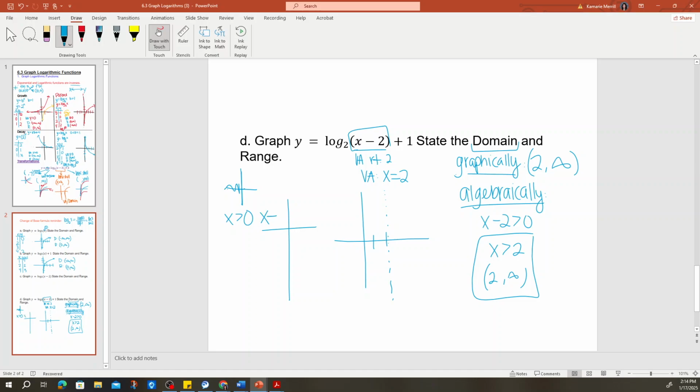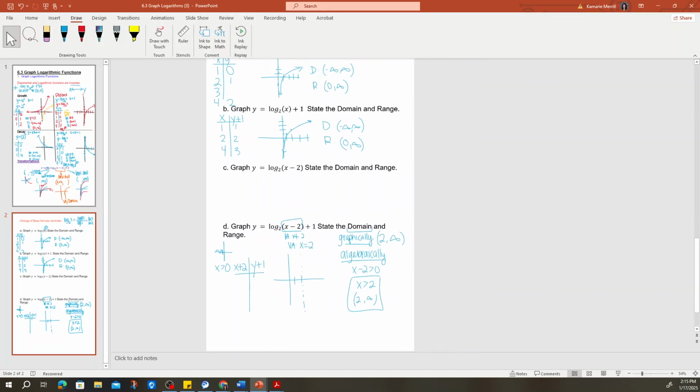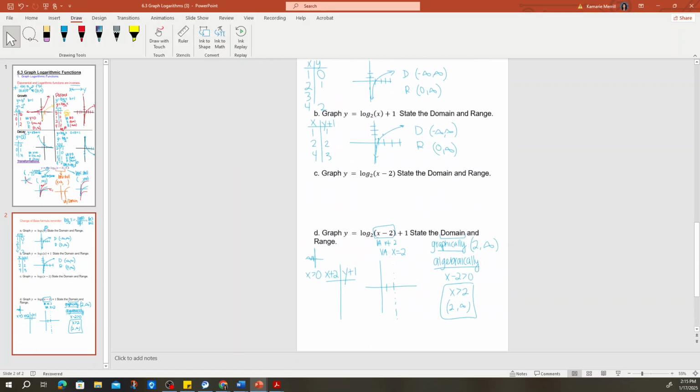My x's all move where? Right 2, and my y's all move up 1. So we would take all of our parent values for 2 to the x and do those shifts. So I was at 1, and I'm going to move to the right 2, so we're now going to be at 3. I was at 2, I'm now going to be at 4. I was at 4, and now I'm going to be at 6. Now I'm going to move all those up 1. 1, 2, and 3. So we would have these values to plot, okay?